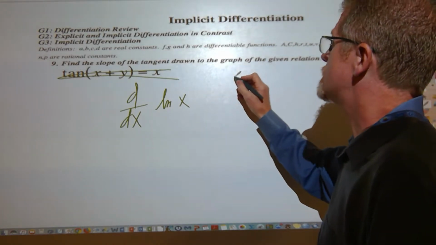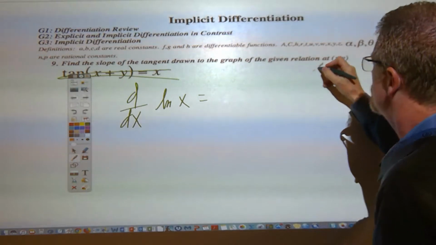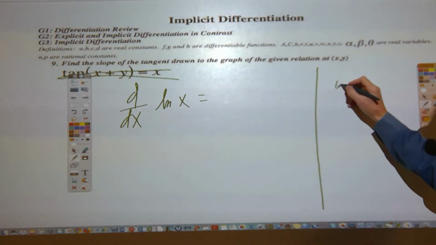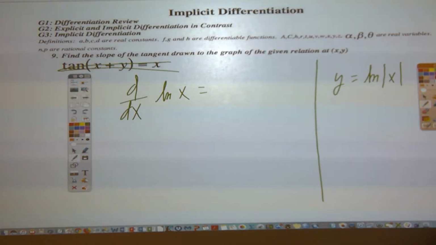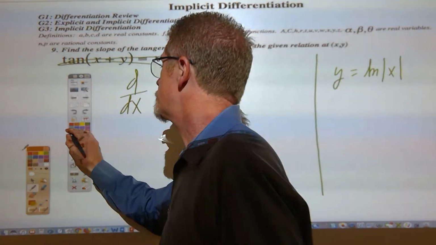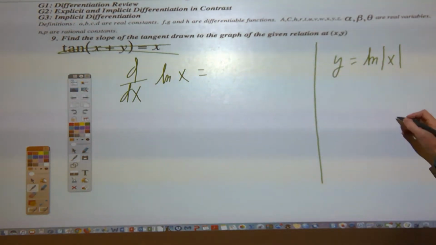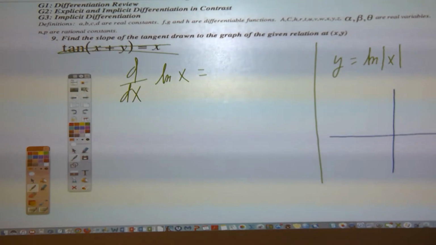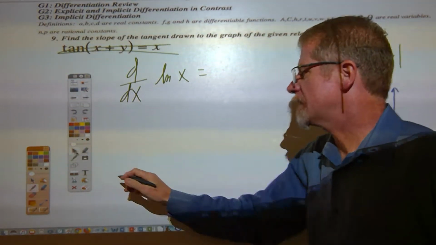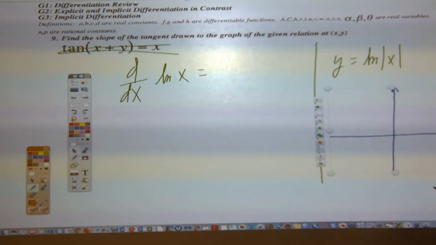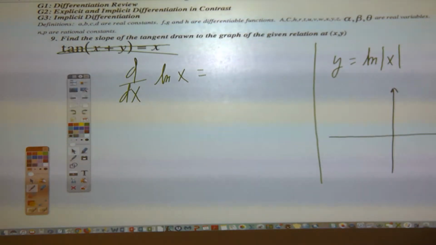Would all of you please sketch the graph before we actually use calculus? Would all of you please sketch the graph of the function y equals the natural log of the absolute value of x? It's a pre-calculus problem. Think of this as a little pre-calculus quiz. Sketch the graph of y equals the natural log of the absolute value of x. I'll give you 20 seconds to do that little review problem from pre-calc.